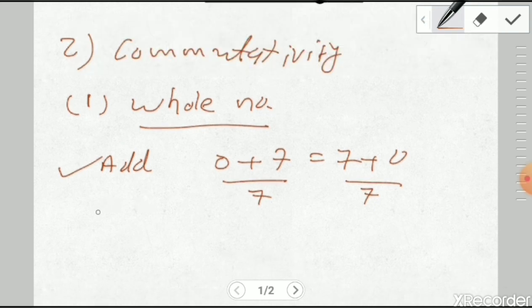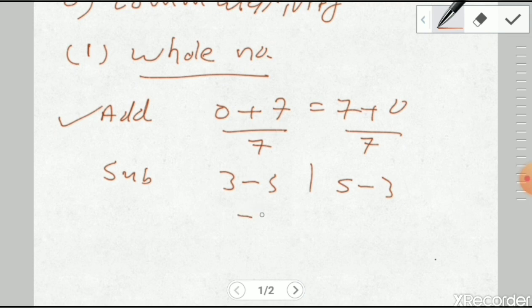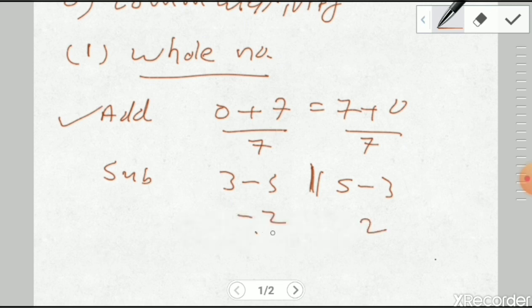Same for subtraction. If I write 3 minus 5 and 5 minus 3, if both have the same answer, then I can say that these are commutative. But 3 minus 5 becomes minus 2 and 5 minus 3 becomes 2. So these have different answers. That means subtraction is not commutative.